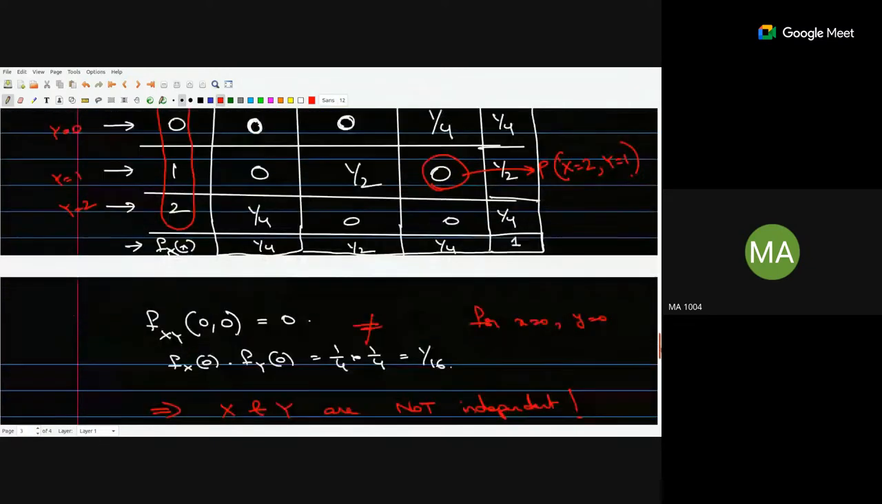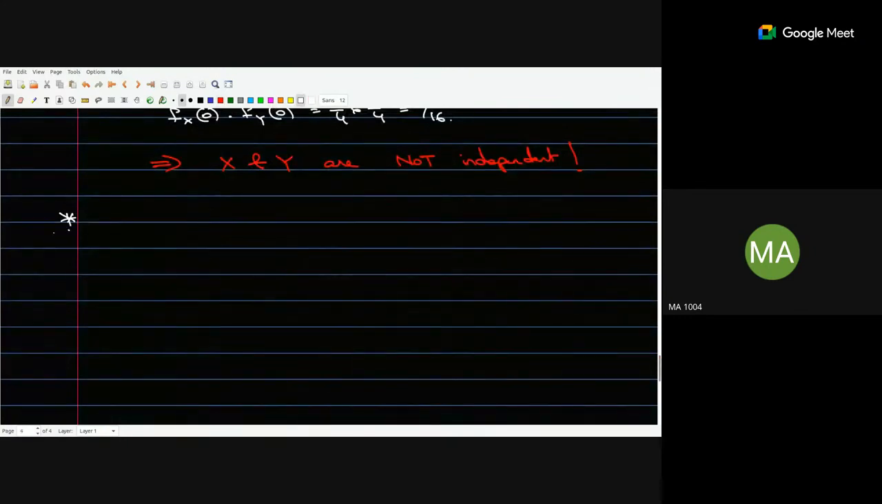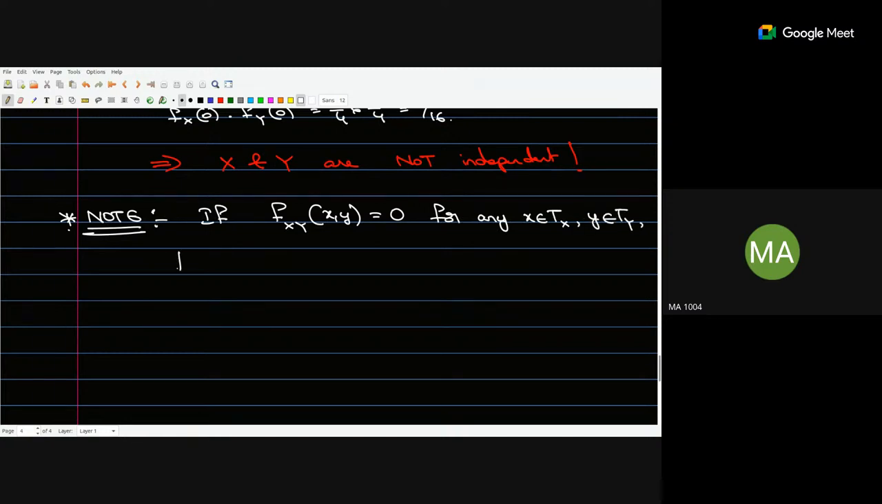Yes, and one quick trick, this will be helpful for your exams, I suppose. Maybe a fact or note. You can use this in exams also. If fxy(x,y) is equal to 0 for any x in dx and y in dy, then x and y are not independent. This is very helpful for your exams. If you see a zero in your joint distribution table, at least one entry is zero, then you can straight away conclude x and y are not independent.